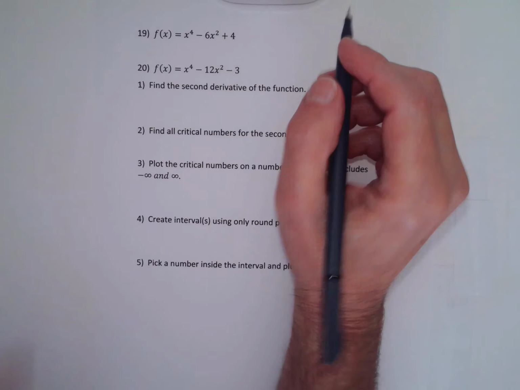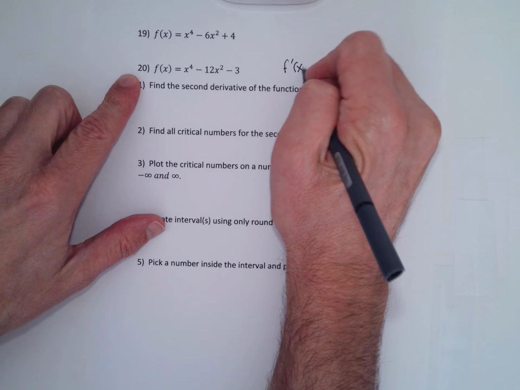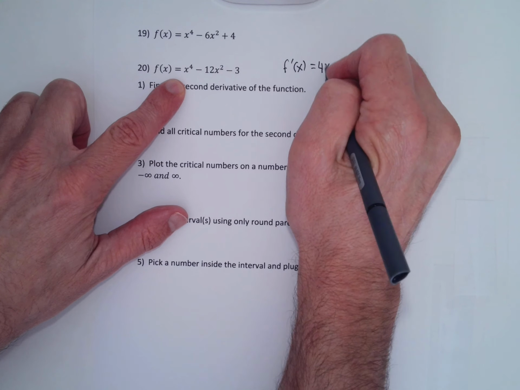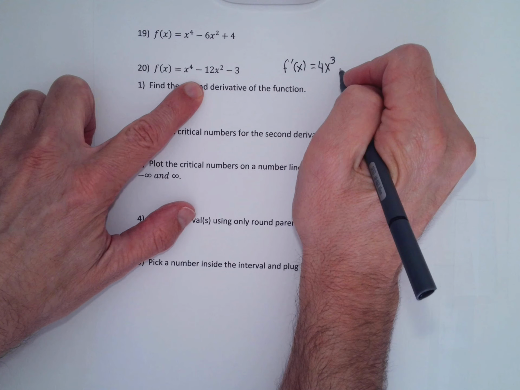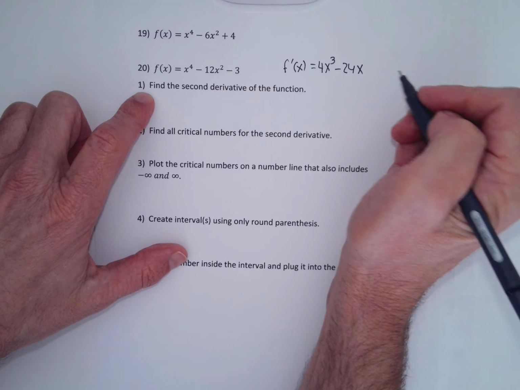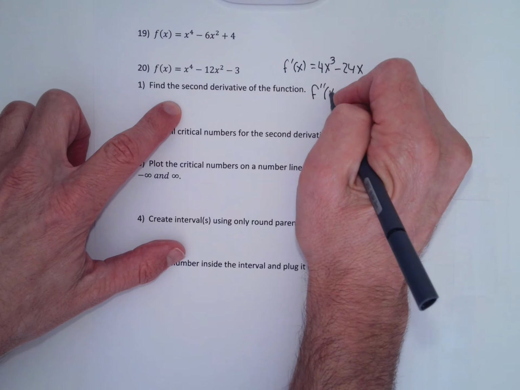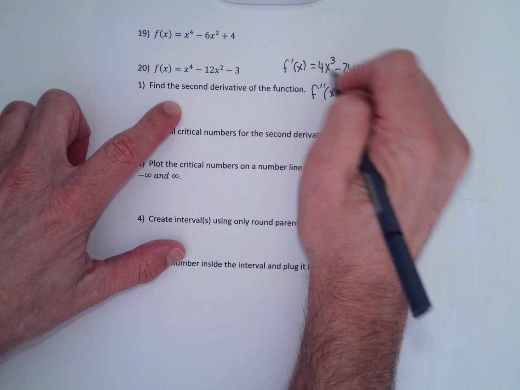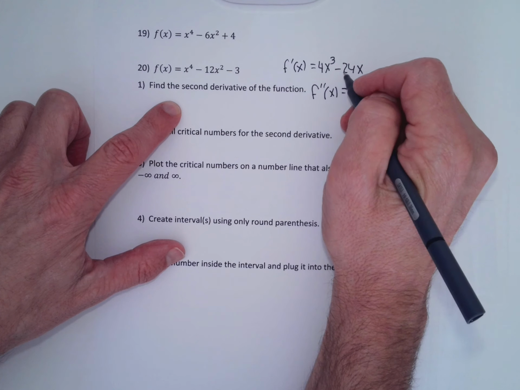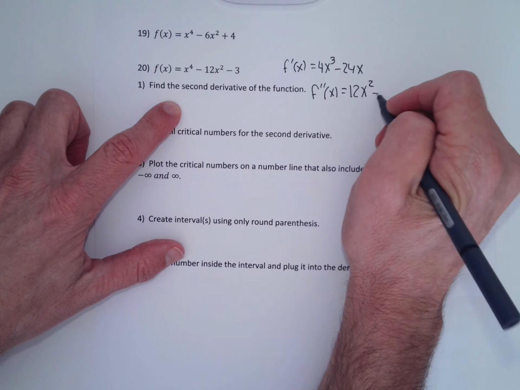So let me find the second derivative in 20. In 20, the first derivative, I bring down the 4, put it in front of the x and get a 4x cubed. And then 2 times minus 12 is minus 24. And then I get an x. Second derivative is what I need for concavity. My second derivative, I go 3 times 4 is 12, lower the exponent by 1. And then minus 24x gives me minus 24.